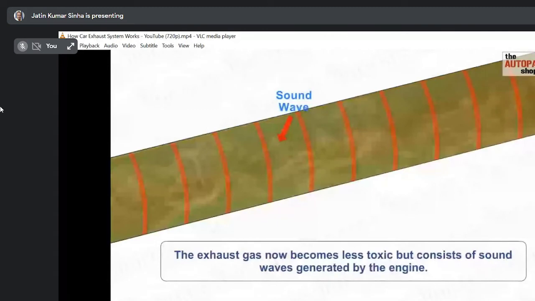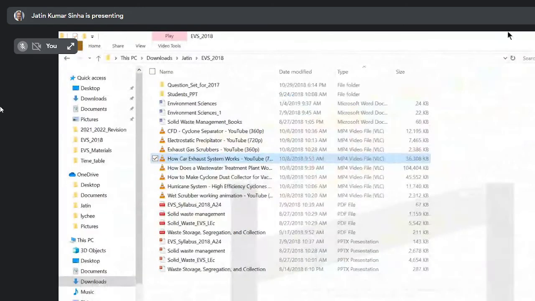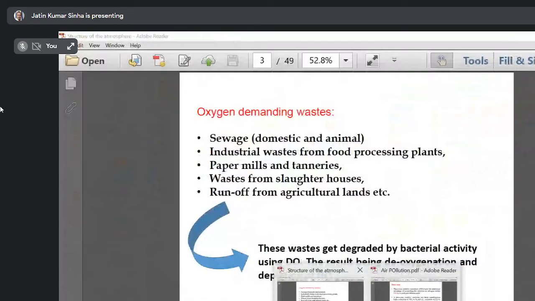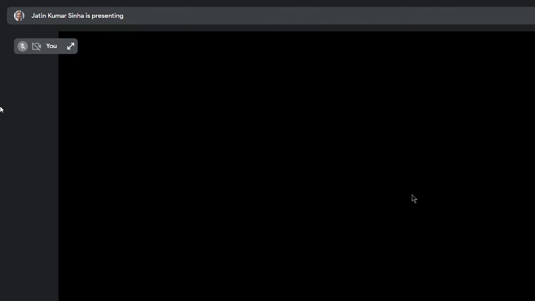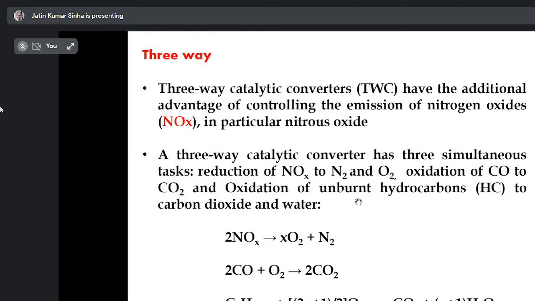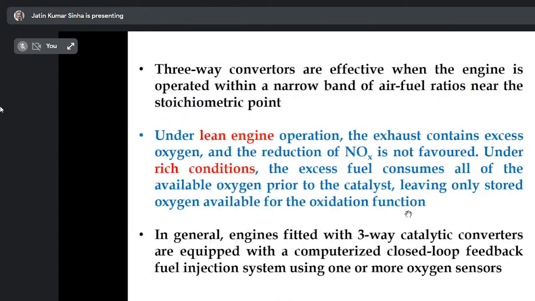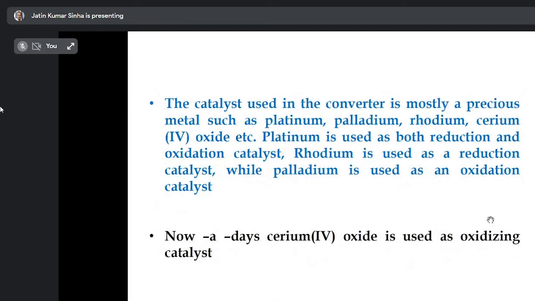Okay, so let's go back to our discussion. The next slide would be discussing the details about what you see here. Okay. So about the catalyst, here there are different types of noble materials being used.